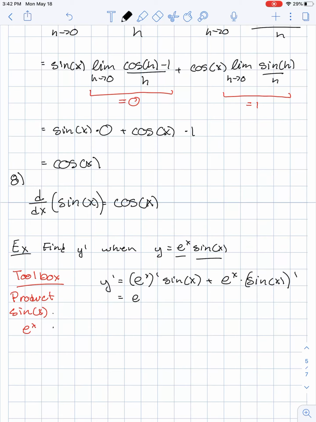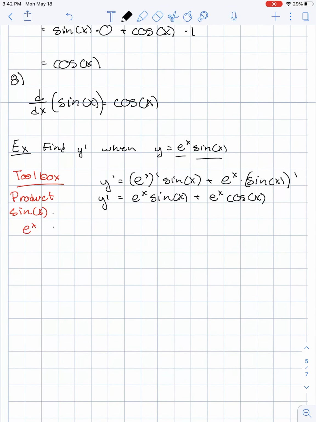That's what I mean when I put that little prime right there. Just another way to write it. E to the x's derivative, I know, is just e to the x. So I have e to the x times sine of x as my first term, plus e to the x times, I now know that sine of x's derivative is cosine of x. And we're done. Just like that.